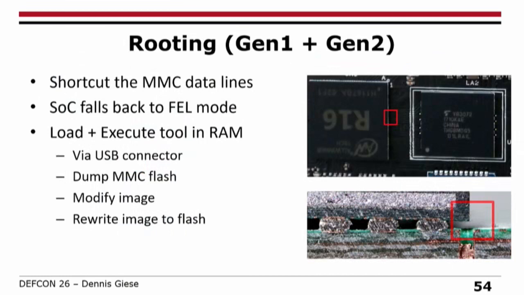If you ever worked with Allwinner CPUs, for example, if you have an Orange Pi, you know that they have a special mode. If they cannot load a valid image from the SD card or from the flash, then they go into this FEL mode, which is a special mode to refresh the device. So what we did here is we took this aluminium foil and went under the BGA chip and shortcut the MMC data lines.